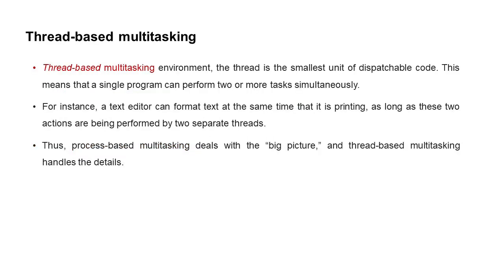Thread-based multitasking. In a thread-based multitasking environment, the thread is the smallest unit of dispatchable code. This means that a single program can perform two or more tasks simultaneously. For instance, a text editor can format text at the same time that it is printing, as long as these two actions are being performed by two separate threads. Thus, process-based multitasking deals with the big picture, and thread-based multitasking handles the details.